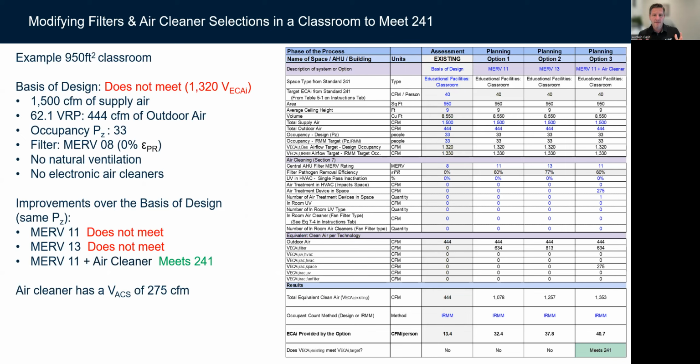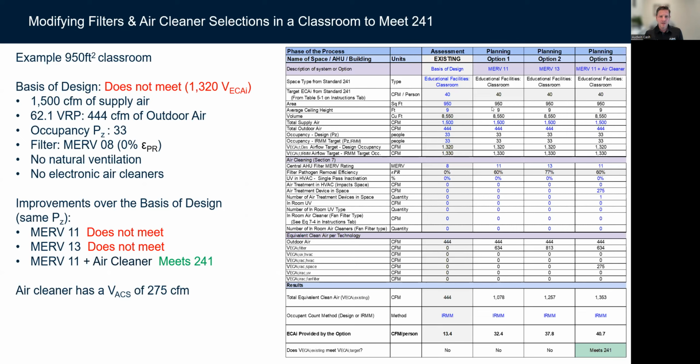That is a MERV 8 filter. So what do we know about MERV 8? It has a 0% removal value. Epsilon PR is what they use to describe filter removal. So it's 0%. I have no natural ventilation. The windows are closed, and there's no air cleaner added.